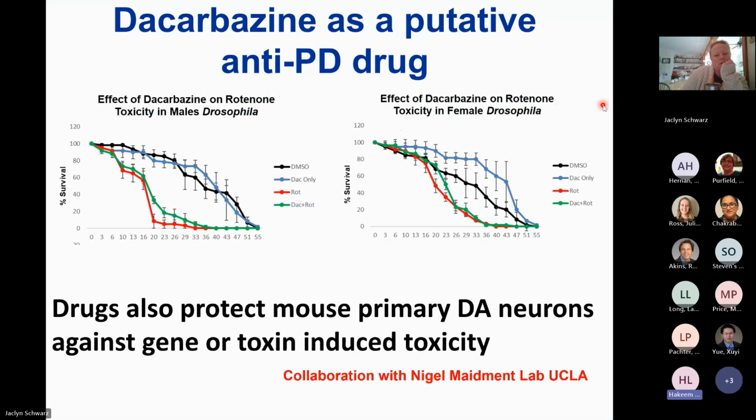And then the mouse people at UCLA have actually gone a couple steps further, and they've been able to test Parkinson's disease models in primary dopaminergic neuron cultures. They used alpha-synuclein, that gene I told you about earlier on, to induce neurotoxicity. And then in a separate experiment, they used environmental stressors. And in both cases, they found that dacarbazine worked really great.